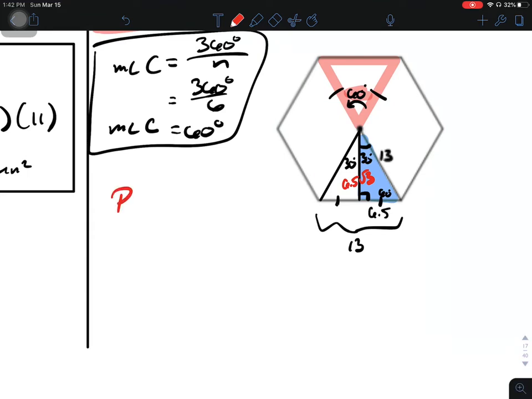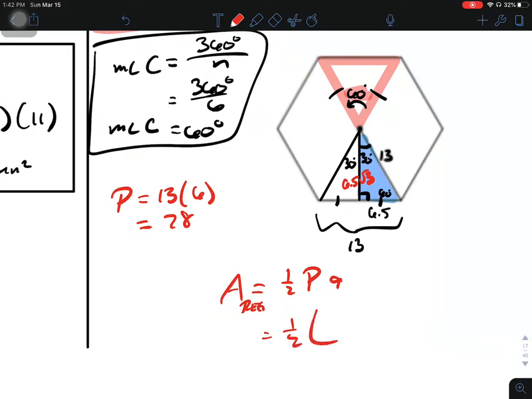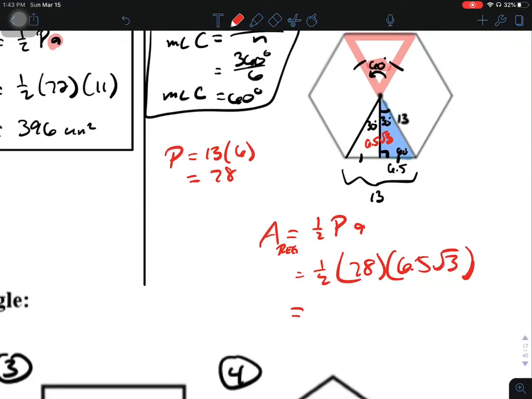Find the perimeter of this because the formula uses it. The perimeter is going to be 13 times 6, which is 78. The area of a regular figure is 1/2 the perimeter times the apothem. That's 1/2 times 78 times the apothem of 6.5 square roots of 3. That's going to give us 253.5 square roots of 3. And we don't have units, so it's square units.